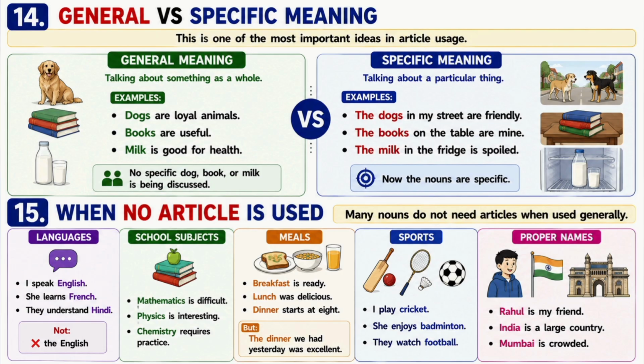Sports: I play cricket. She enjoys badminton. They watch football. Proper names: Rahul is my friend. India is a large country. Mumbai is crowded. Normally, we do not use articles before people's names, country names, or city names.